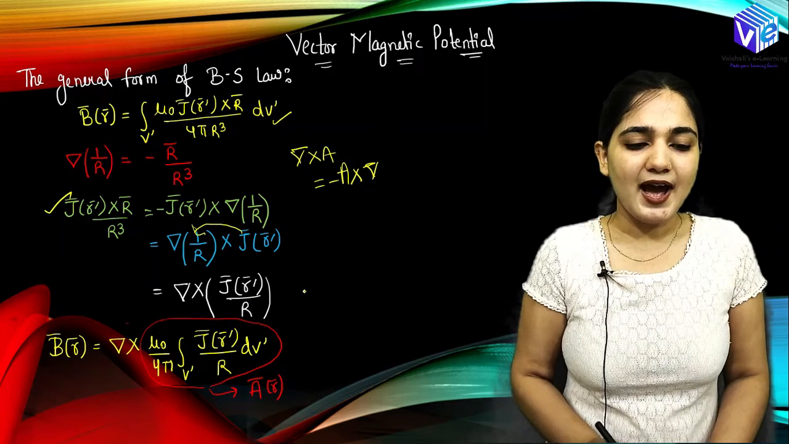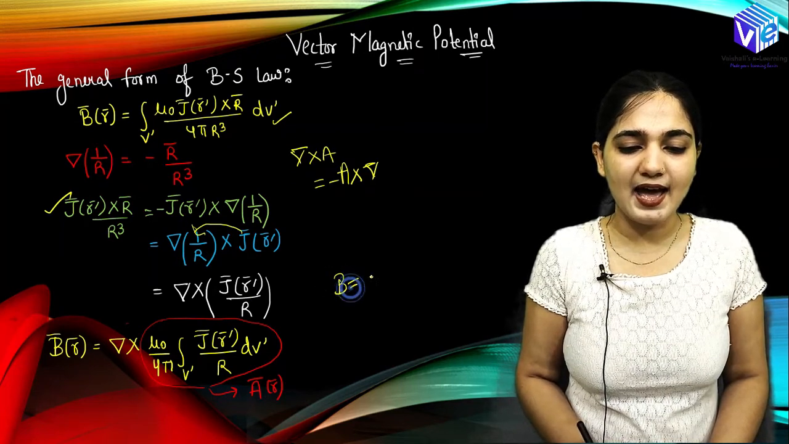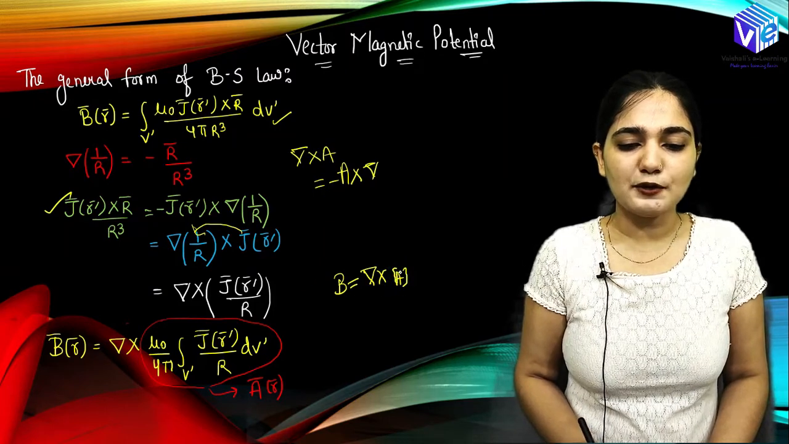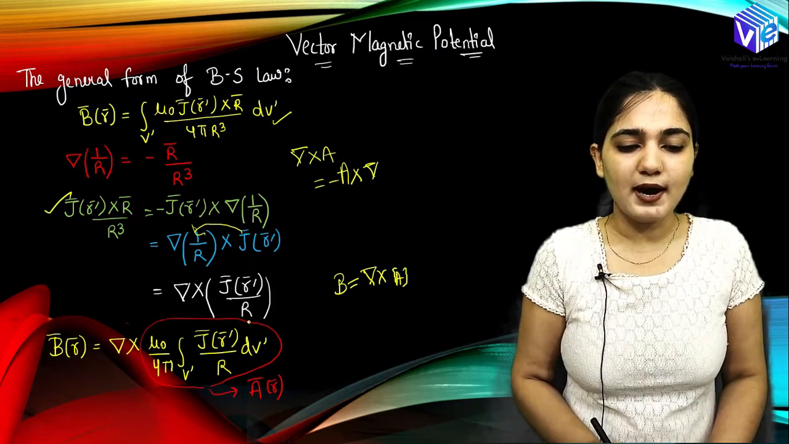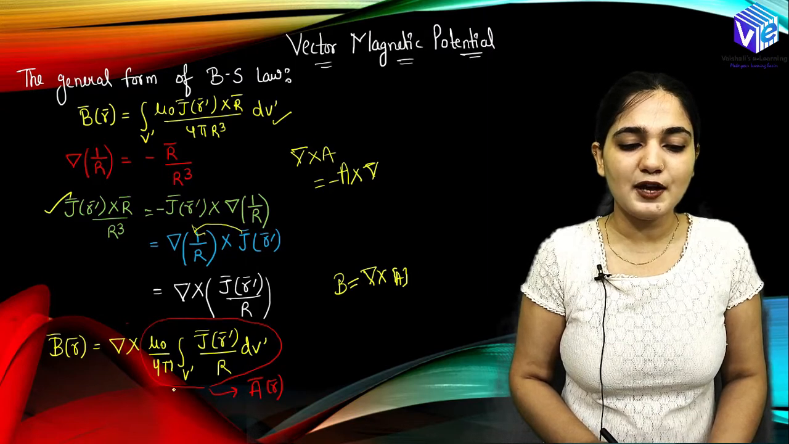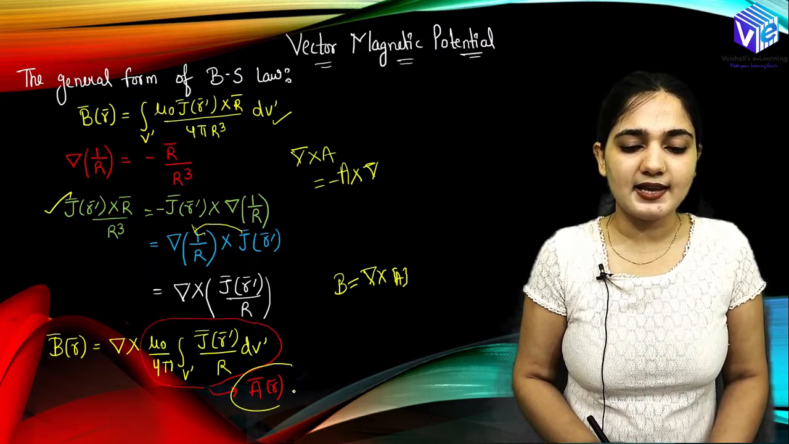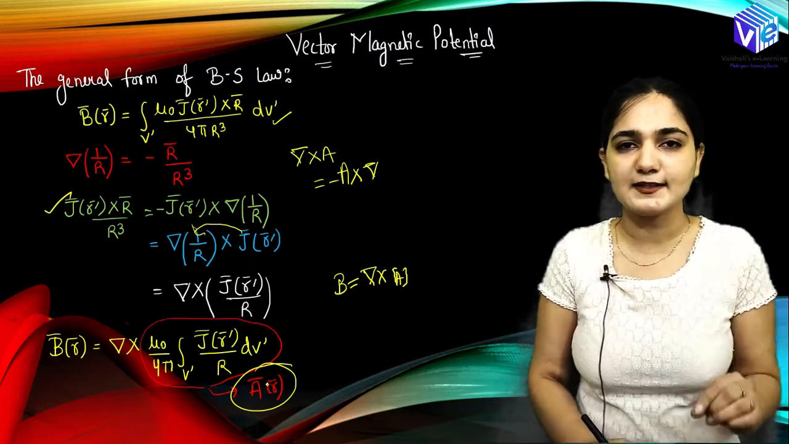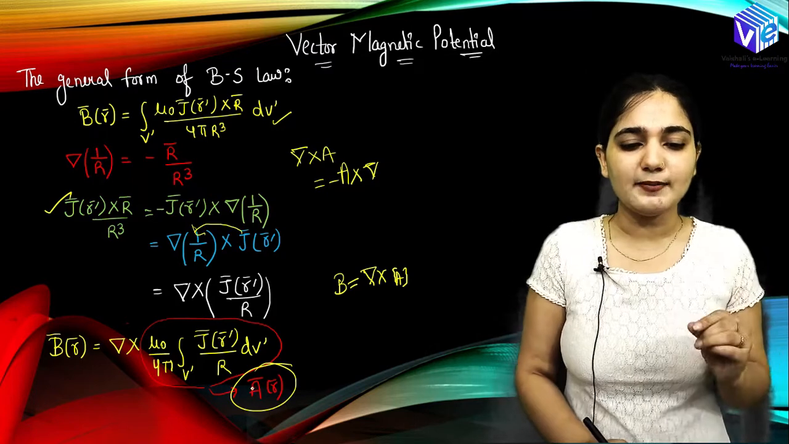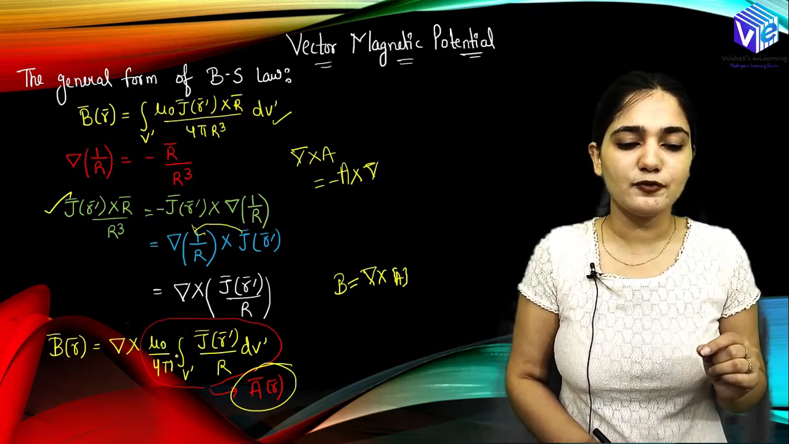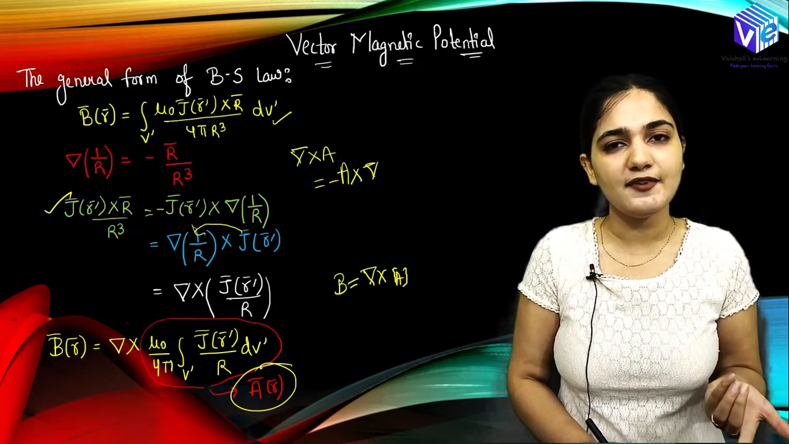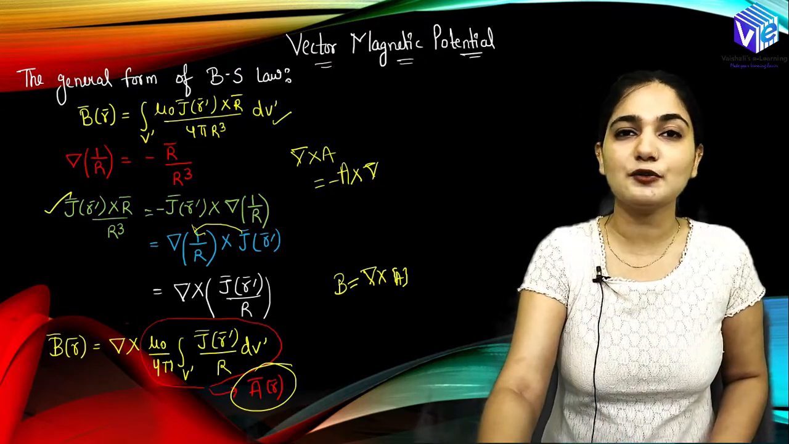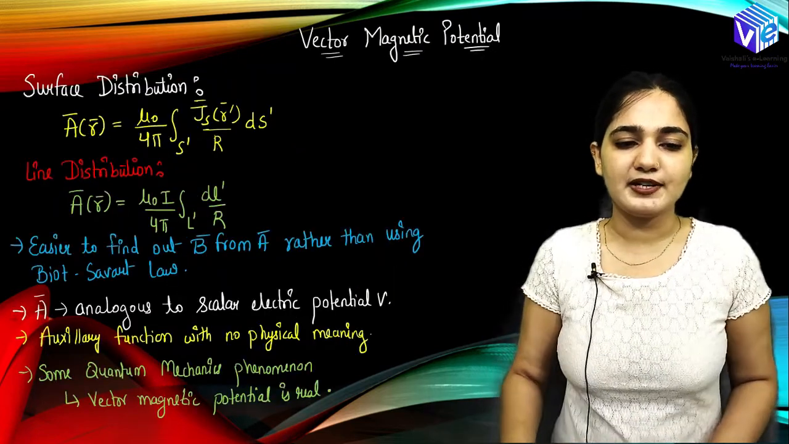Now I have represented B as del cross something. I know B is equal to del cross A, so whatever quantity we have inside the del cross is represented as Ar. What is Ar? Ar is the vector magnetic potential. If someone asks you the formula of the vector magnetic potential, you are going to say mu naught upon 4 pi integration over v Jr upon r dv. This is how you can represent the vector magnetic potential, and you can derive it from the Biot-Savart law.